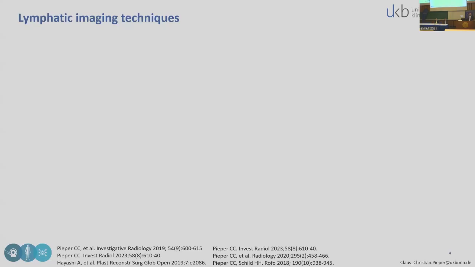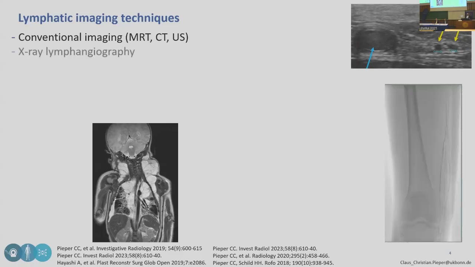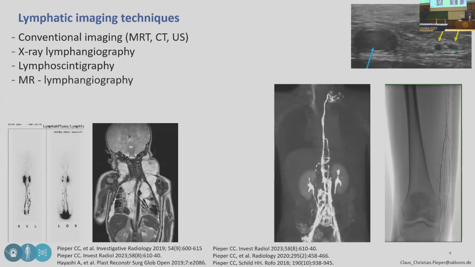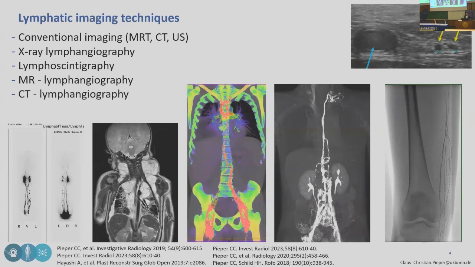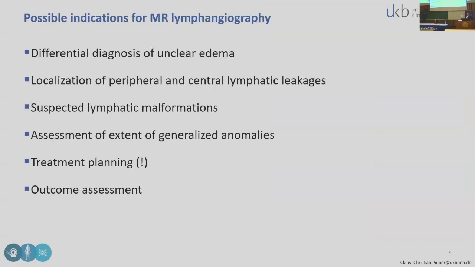Which lymphatic imaging techniques do we have at our disposal for these patients? Well, on the one hand, we can see larger lymphatic malformations already on conventional imaging. Then there are the older techniques, the oil-based X-ray lymphangiography and lymphoscintigraphy, which have their limitations. And then these newer techniques, MR lymphangiography, in certain cases also CT lymphangiography. And when you're especially interested in superficial lymphatics, you can also perform fluorescence lymphangiography in the periphery.